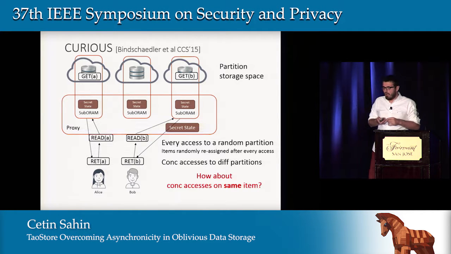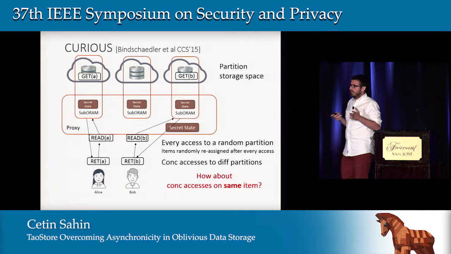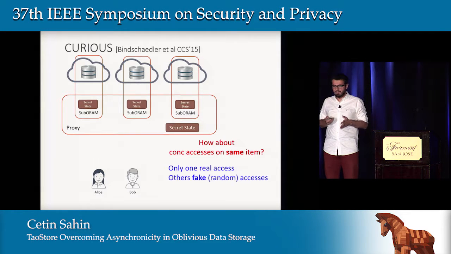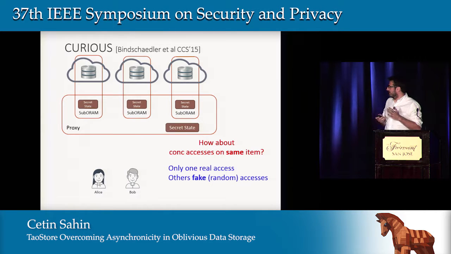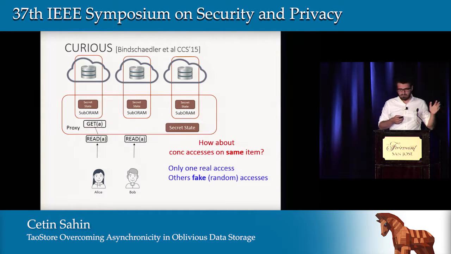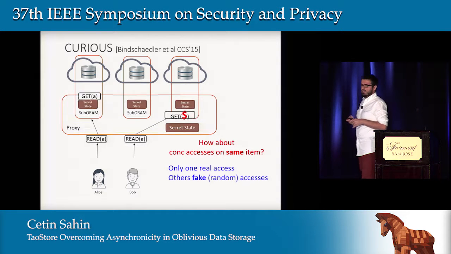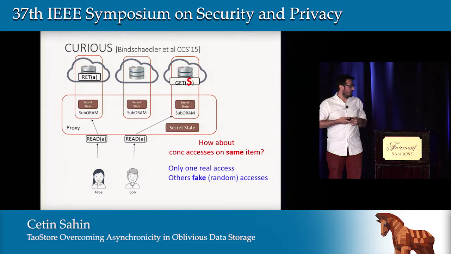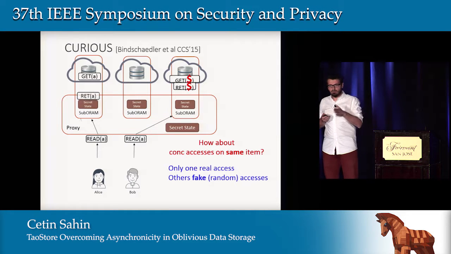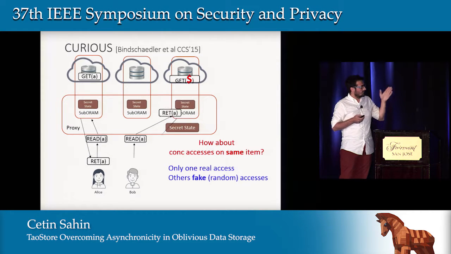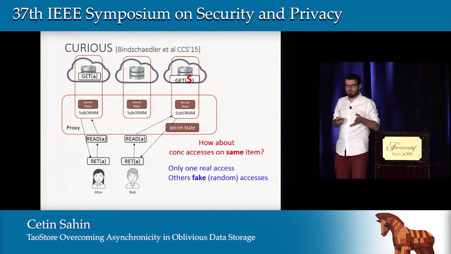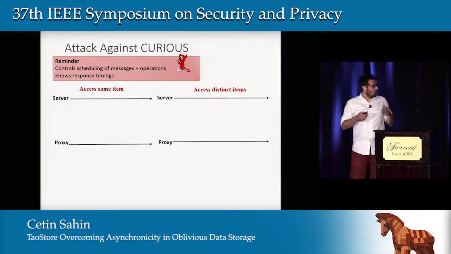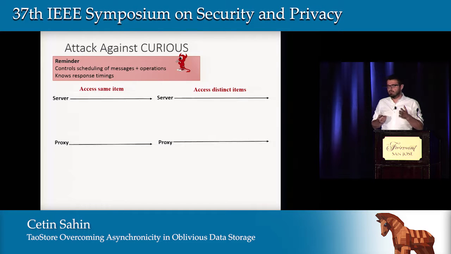So here you see that we try to access items A and B, and these will be handled through different partitions. How does Curious handle concurrent accesses on the same item? Curious uses a fake access approach. Only one real access will be made, and the others will invoke fake or random accesses. So here you see there are two concurrent accesses on item A, and the second request will issue a fake access operation.